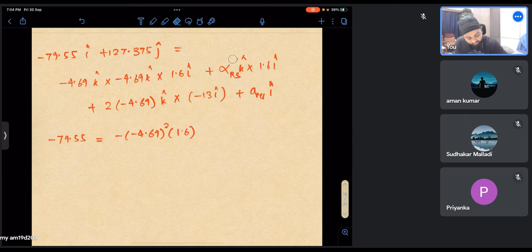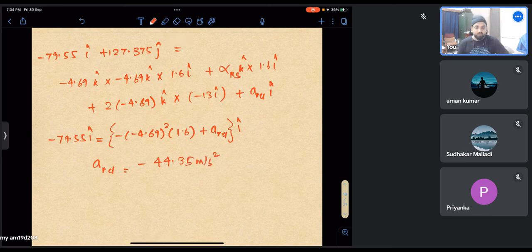Let me take out the vector sign here. So K cross I won't be I. Plus AREL I. This is also I. So I can directly calculate my AREL from here. It comes out as minus 44.355 meters per second squared. So, like Sudhakar had also remarked, it is a negative acceleration.